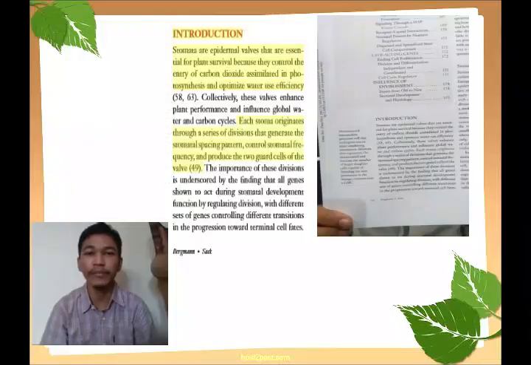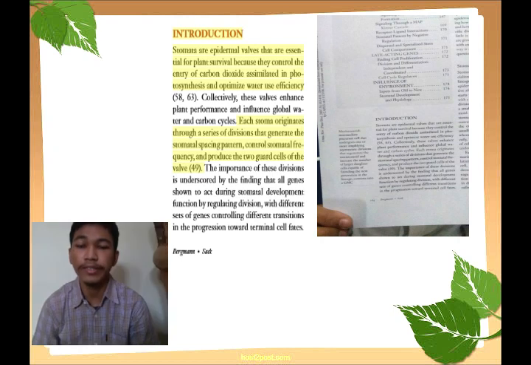My name is Hidayat. In this video, I want to tell you about stomata development. Do you know what stomata are? Stomata are epidermal valves that are important for plant survival because they control the entry of assimilated carbon dioxide in photosynthesis and optimize the efficiency of water use.